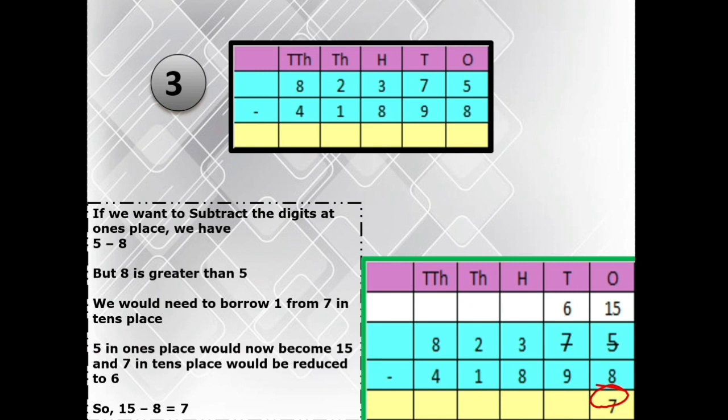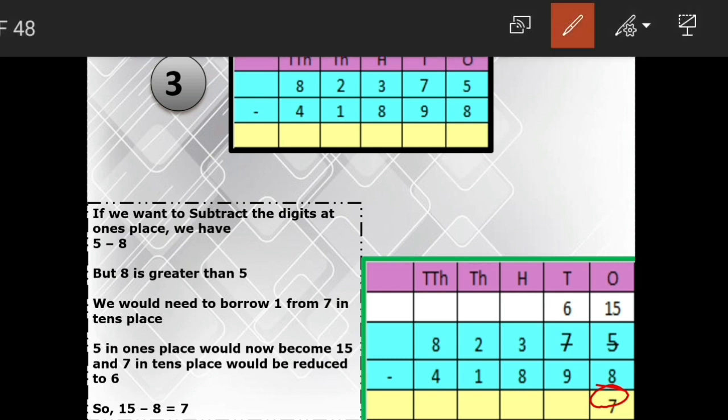We have one more example. The question is 82,375 minus 41,898. First we'll start from ones place. Ones place we have 5 minus 8, but this is not possible because 8 is greater than 5. So what we'll do, we'll borrow 1 from 7 which is in the tens place. So we borrowed 1 from 7 and 5 became 15. And when 5 became 15, 15 minus 8 will be 7.